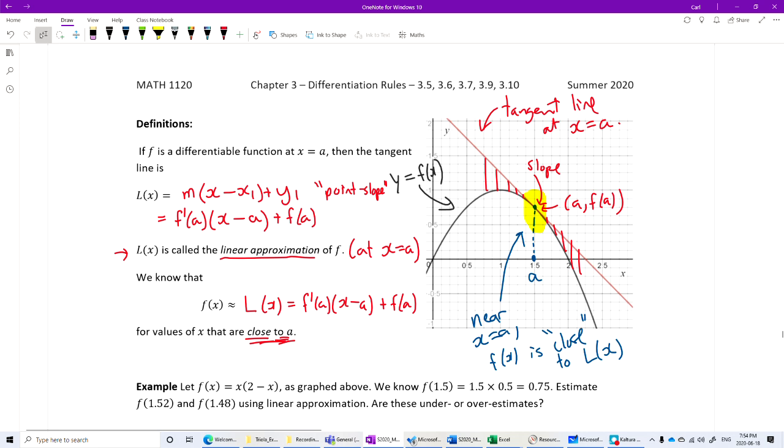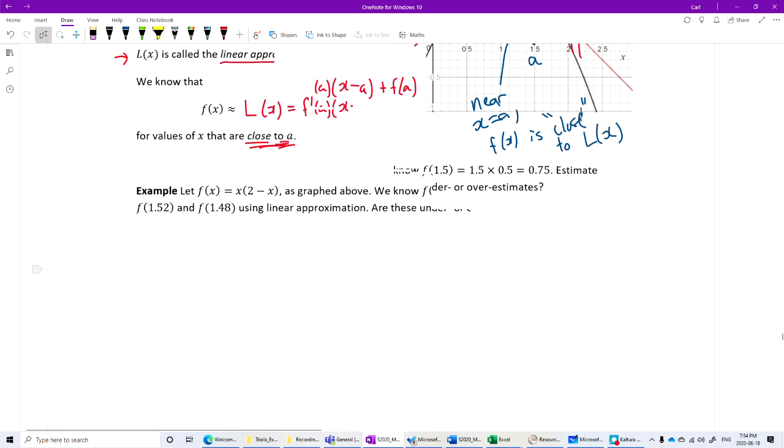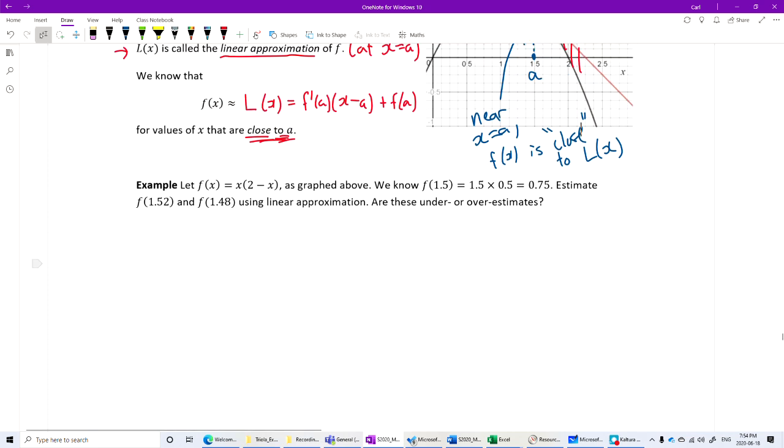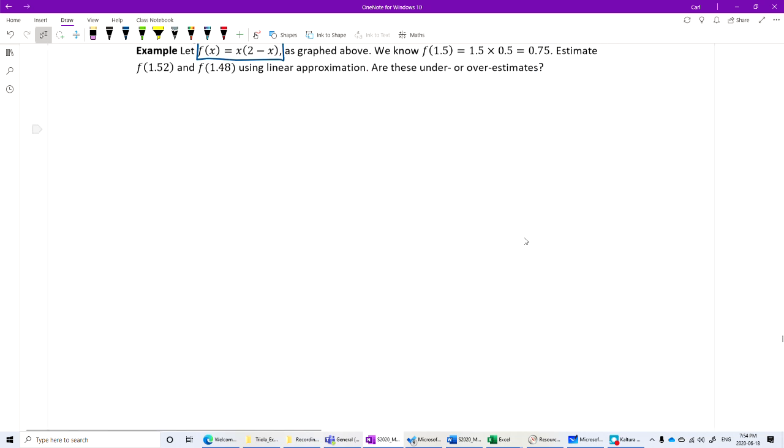Okay, so those are the definitions. Now we're going to do another example. So let f of x be x times 2 minus x. So that's actually the formula for that graph. And we know the value of the function at 1.5. We're going to estimate two different nearby x values. So let's just redraw the picture briefly.